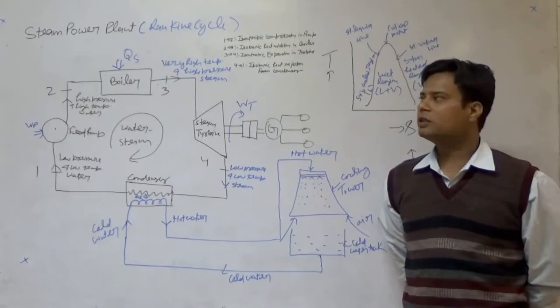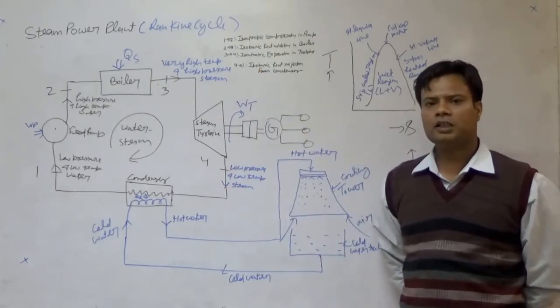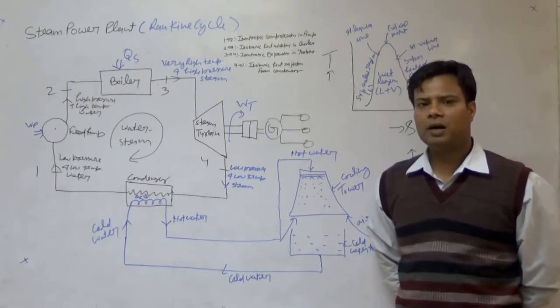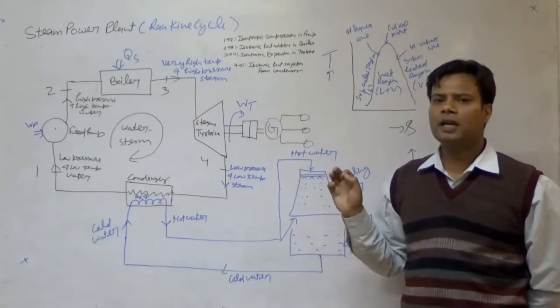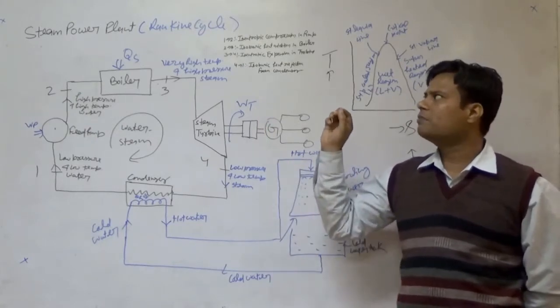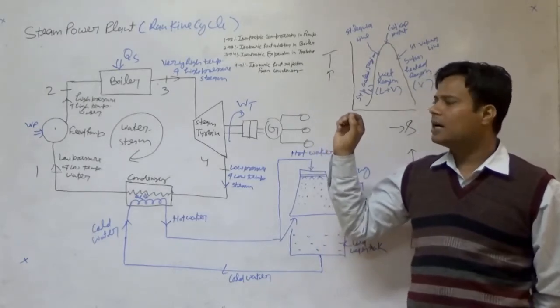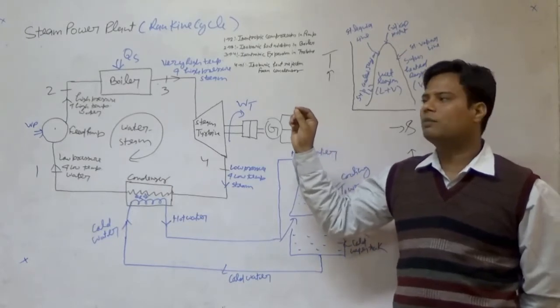Today my topic is Steam Power Plant. The steam power plant was proposed by Sir Rankine, that's why this power plant is also known as the Rankine cycle. The thermodynamic cycle used in the steam power plant is known as the Rankine cycle. A Rankine cycle or a steam power plant consists of four major components.